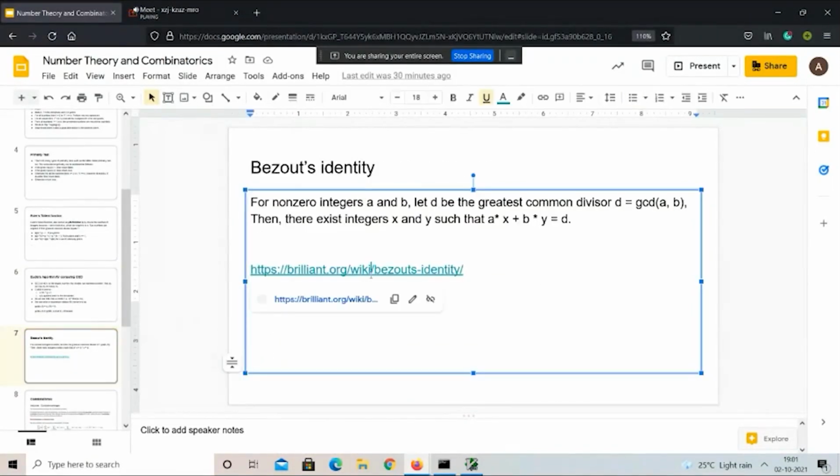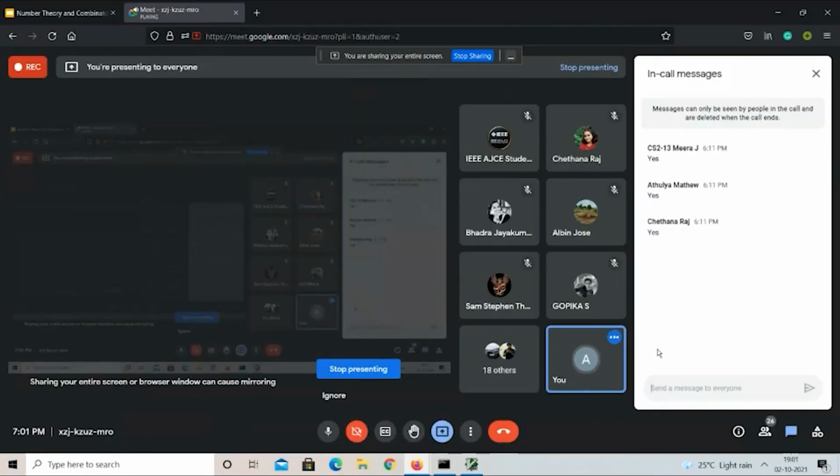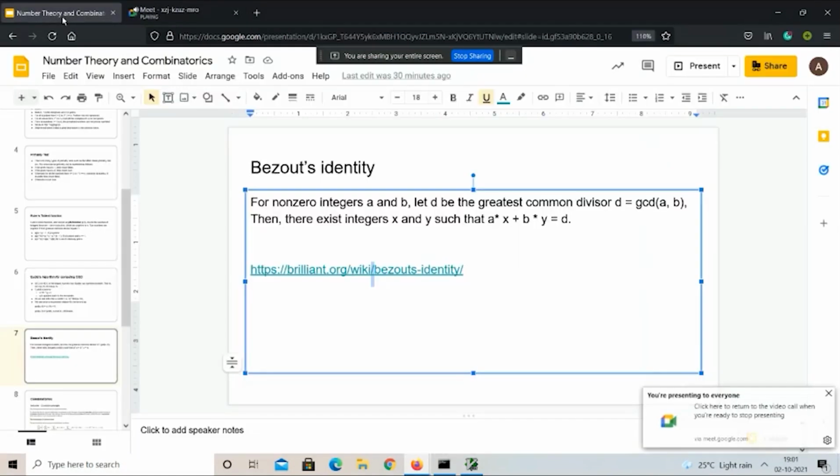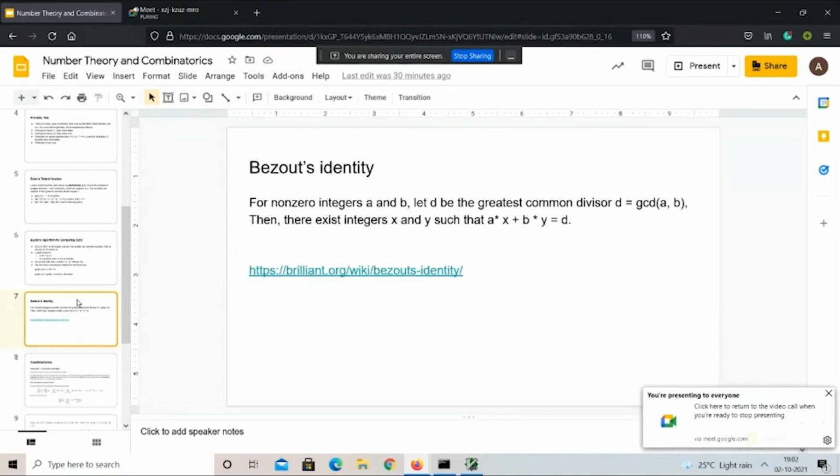Bezout's identity: I would highly recommend that you have a look at this resource. You have to solve a lot of problems on this to understand it. I would also suggest that Brilliant is a pretty good website to learn number theory, and for preparing for any math contest or math olympiads. Even though math olympiads for college students are fewer, if you're interested, you can refer to Brilliant. It's a pretty good site for learning number theory and mathematical concepts. Okay, so that's all for our number theory part.